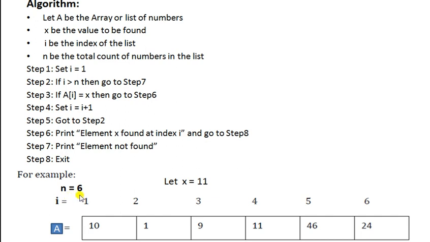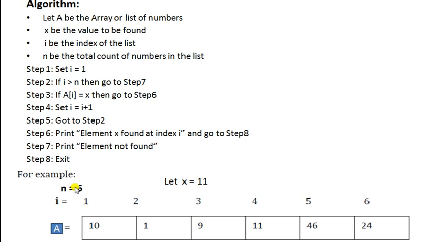I be the index of the list. Index means the element number in the array. Here I can see 1, 2, 3, 4, 5, 6. And n be the total count of the numbers in the list. Here n equals 6, that is the size of the array. So let's start with the algorithm.